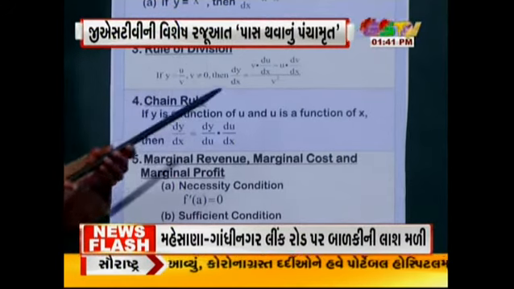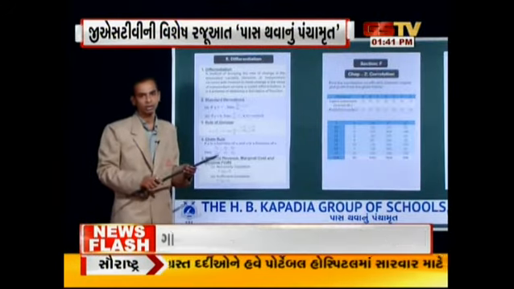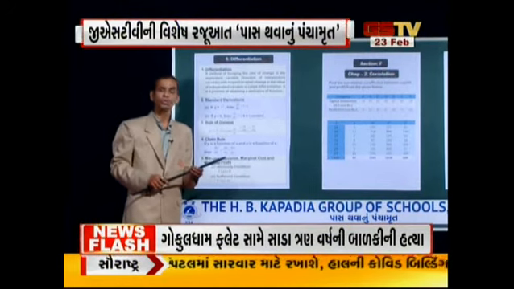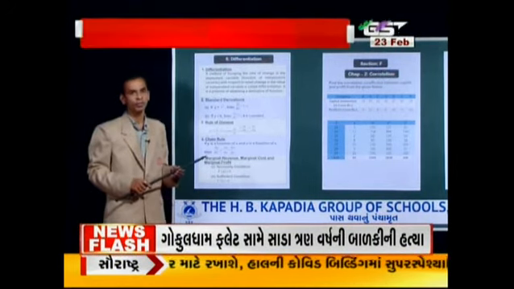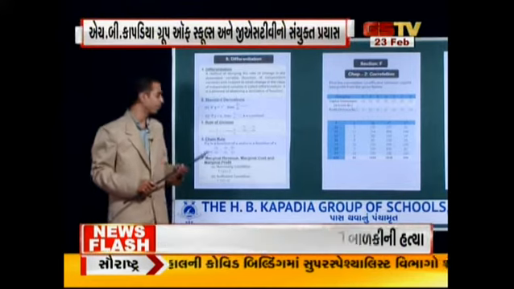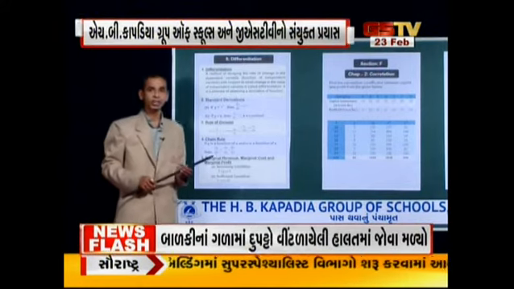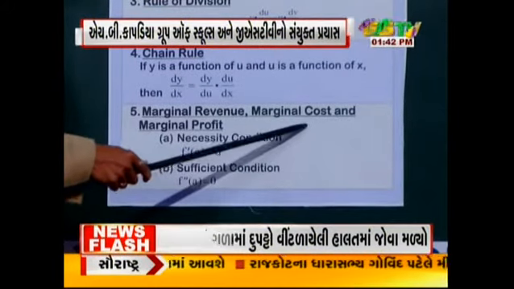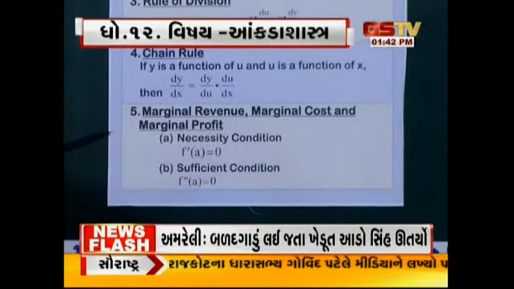Along with this formula, you should also learn the sums of increasing or decreasing of function. You should also learn the sums of maximum value and minimum value. Last but not least, the part of this chapter is marginal revenue, marginal cost and marginal profit.